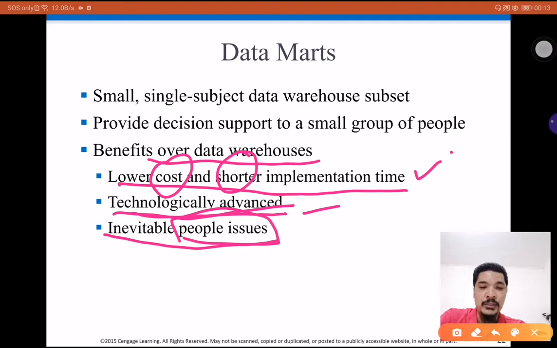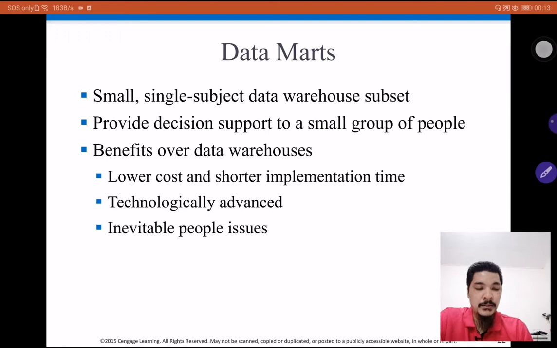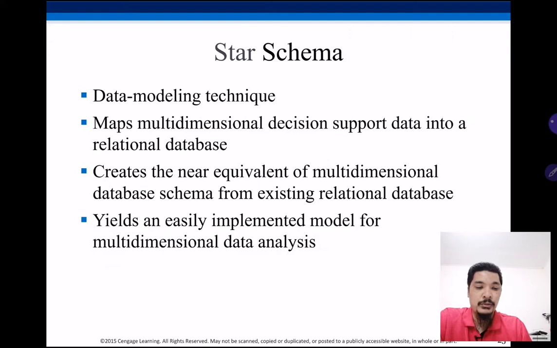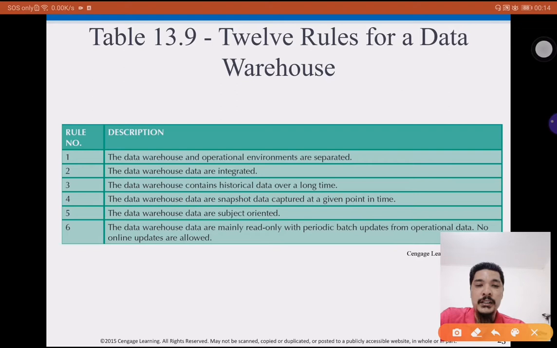Okay, next. So this is the last two slides. 12 rules for a data warehouse. I think this one you can read again on your own. Okay, number one, let's say for example, data warehouse and operational environment are separated. Data warehouse data are integrated. Biasanya data warehouse ni dia akan bergabung. The data warehouse contain historical, another keyword, historical data over a long time period. Biasanya dalam data warehouse kita akan simpan data-data yang dah jadi sejarah. Tujuan untuk apa? Untuk kita buat analysis.